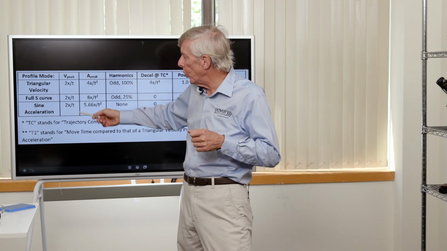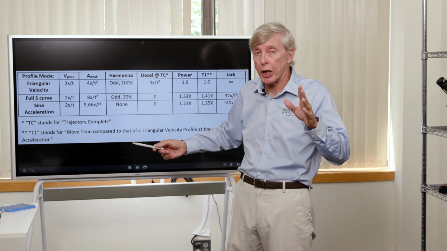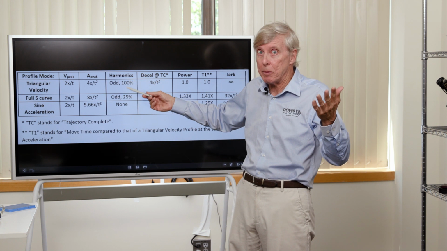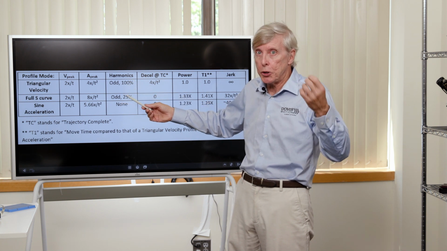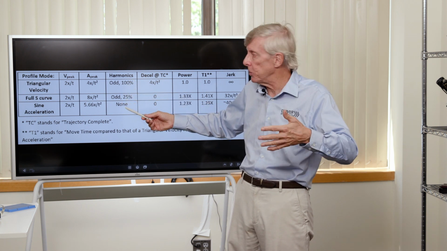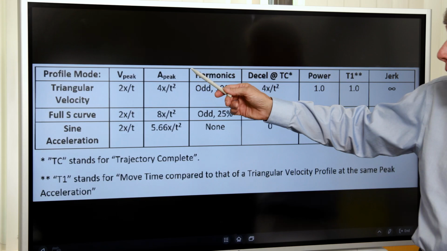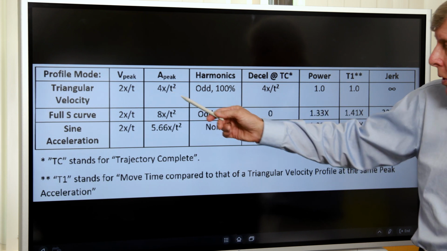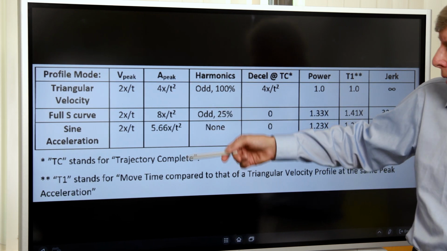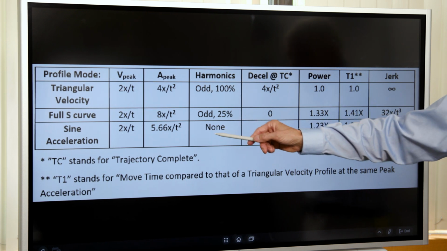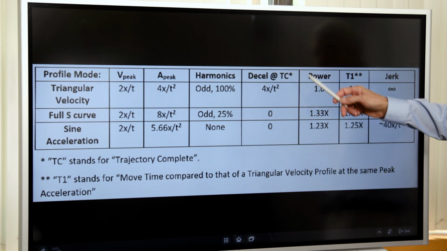A very interesting thing to note is that the peak velocity that those 3 very different trajectories generate is calculated by the same exact very simple formula: 2 times the move distance divided by the move time gives you the peak velocity. Now, the peak accelerations vary. We covered 4x over t squared earlier. They differ for the others. So do the harmonics. There are none in sine acceleration.